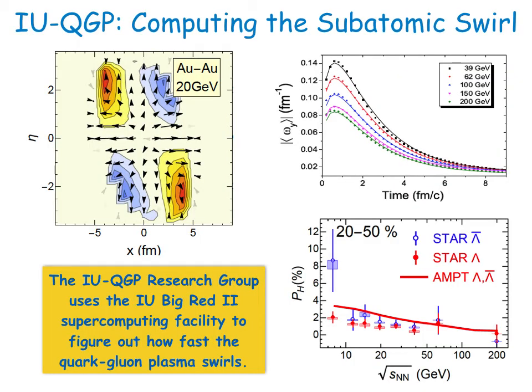Theoretical physicists around the world have been busy cranking their computers to figure out the swirl structure. At Indiana University, the QGP research group uses the IU Big Red 2 supercomputing facility to map out the swirling QGP and examine its consequences in great detail. The figures here showcase some of the notable results from these IU researchers.